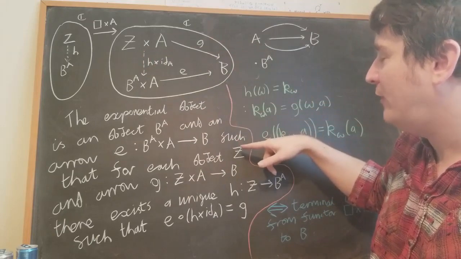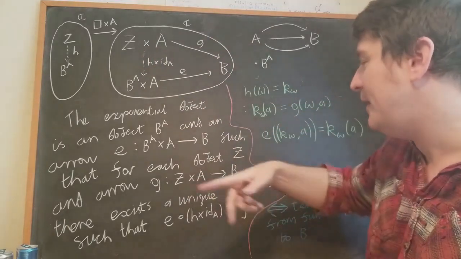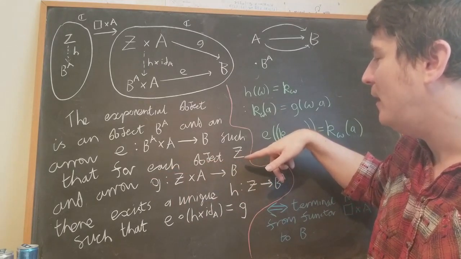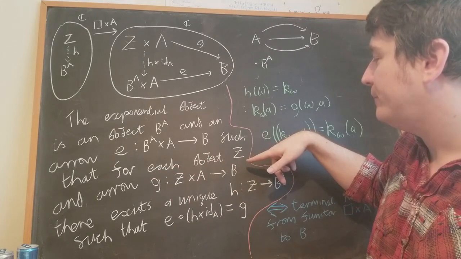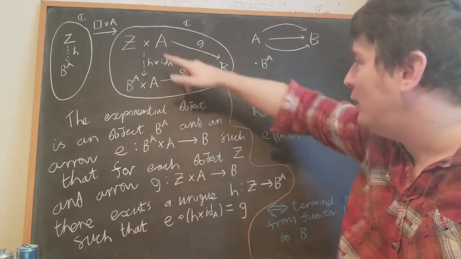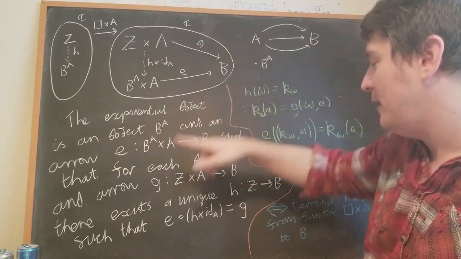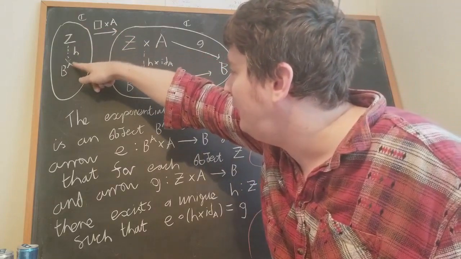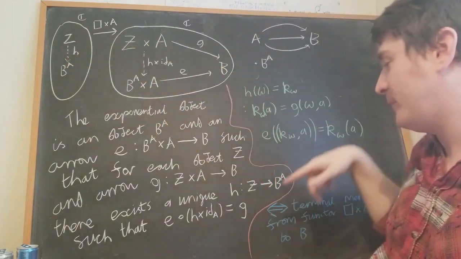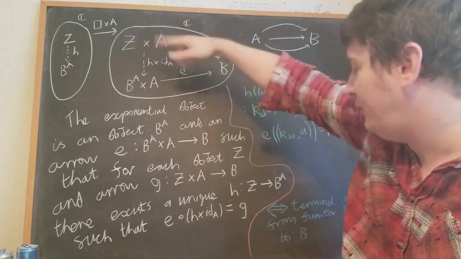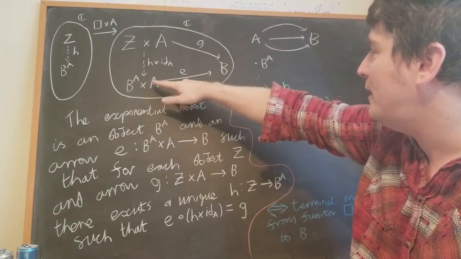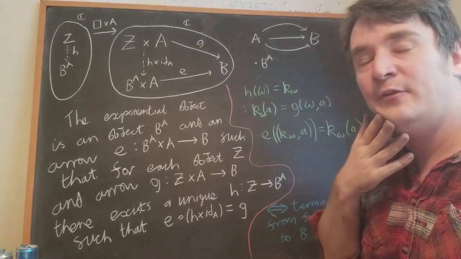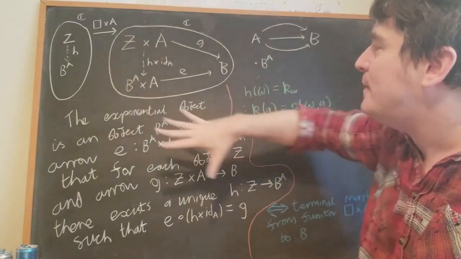And it's such that for any object Z and any arrow G which goes from Z times A into B, there's going to exist a unique H, an H from Z to this thing B to the power of A, which is going to be such that it makes this diagram commute, okay? In the sense that e after H times id_A is G.